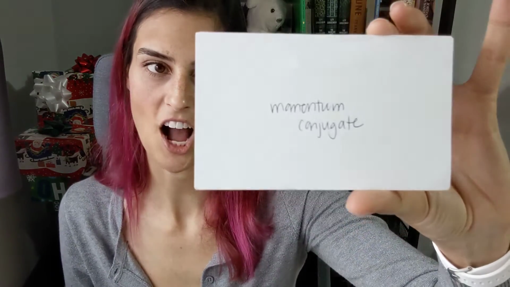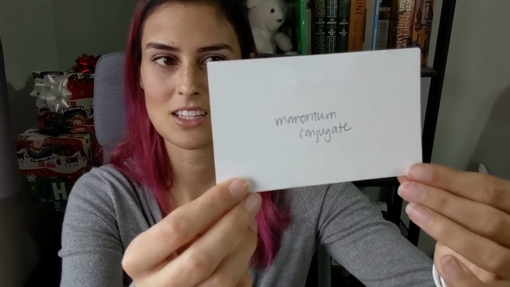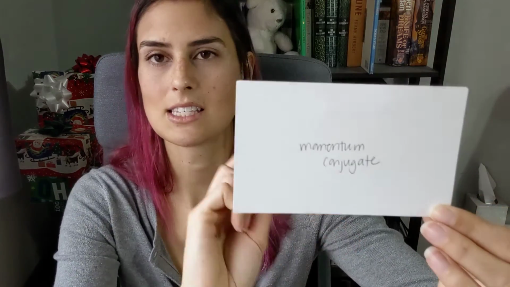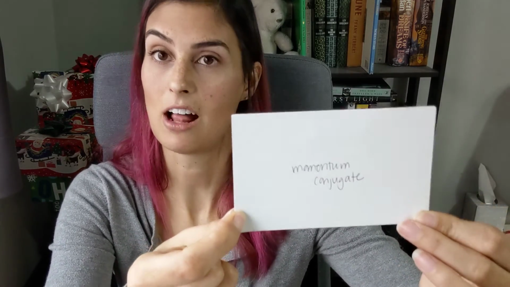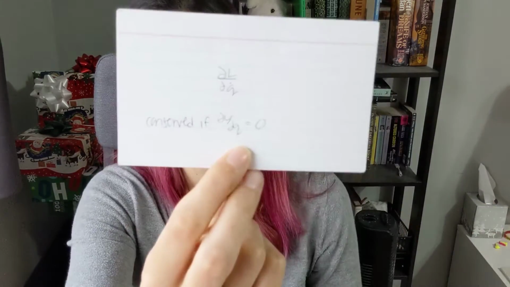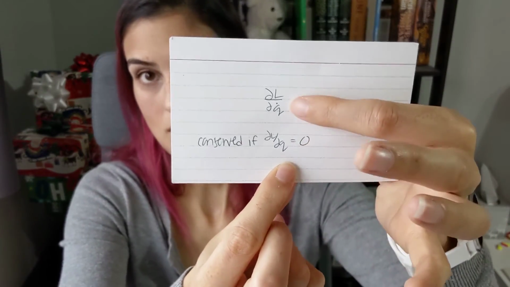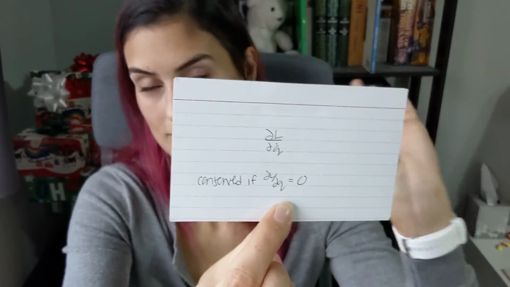The momentum conjugate. I always had trouble with this one. I don't know why. This is the partial derivative of L with respect to q dot. So L is the Lagrangian. And then this is conserved if the partial derivative of L with respect to q is 0. So its corresponding momentum is conserved if the partial derivative of L with respect to q is 0.